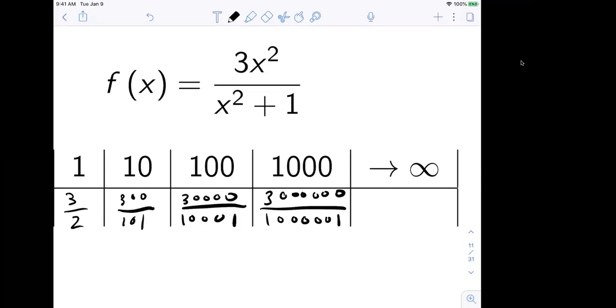So what number does it look like we're approaching here? Yeah, even though the top is clearly getting very, very big, the bottom's getting very, very big at the same rate, right? And when I do that division, I'm always going to have something a little bit less than 3. But as x gets bigger and bigger, it's getting closer and closer to 3.